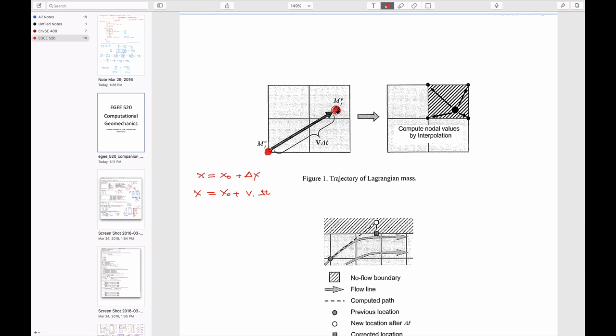Once we have it in this new location, it may have crossed from one element to another, but now we can interpolate this and use it to distribute it back to the individual nodes, which is how we do our solution in the Eulerian part. So this would be the Lagrangian step, which puts it in a new location. And then the Eulerian step is to take this mass here and figure out exactly what its interpolated magnitudes would be at the individual elements.